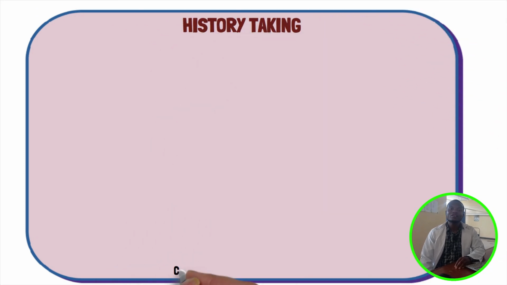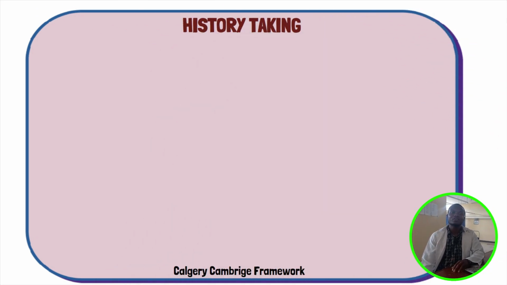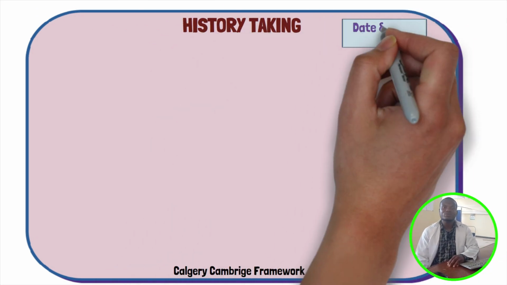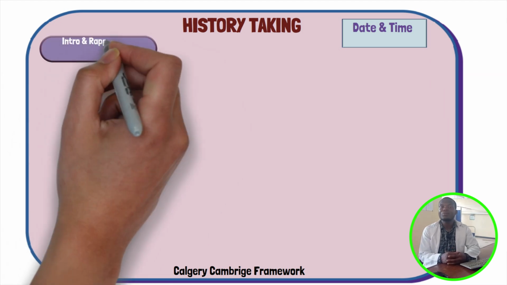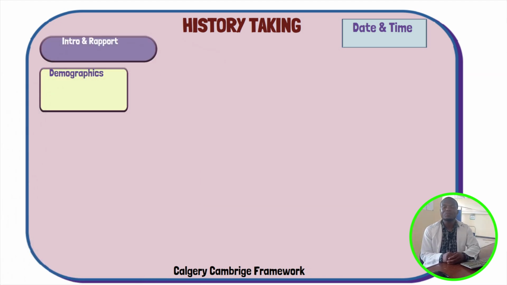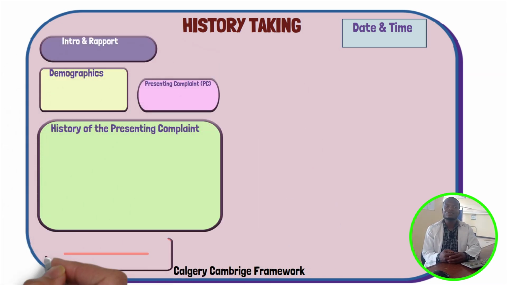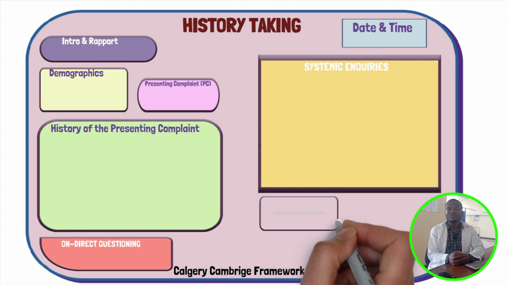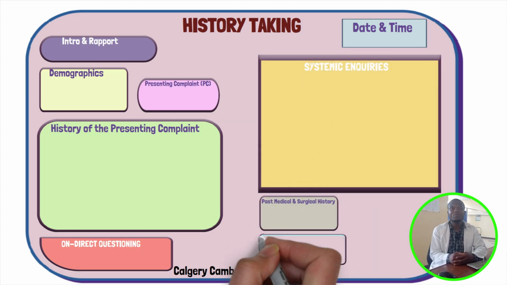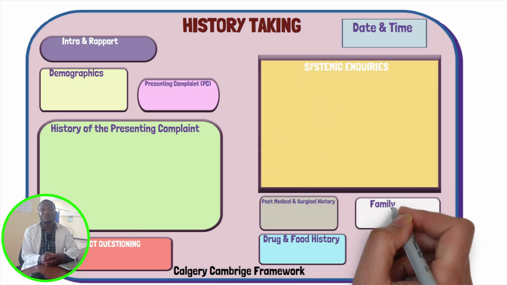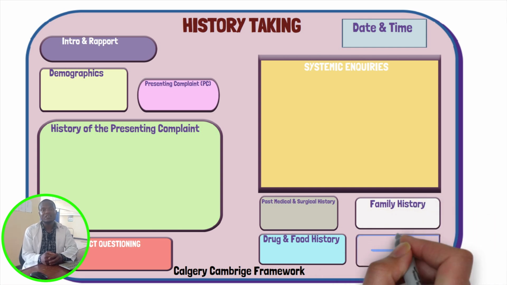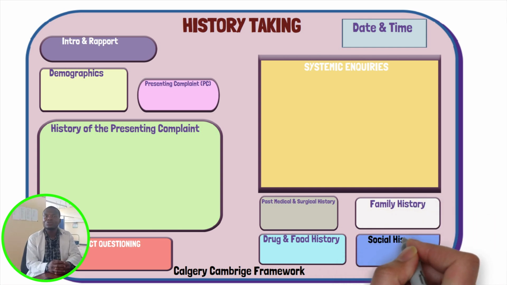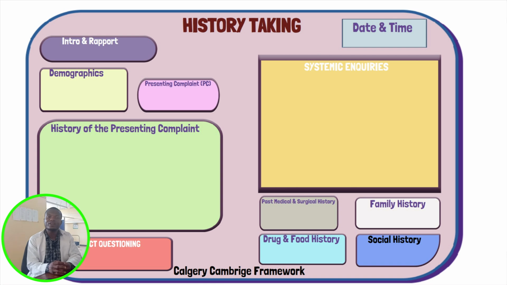We are going to use the Cambridge framework, and it involves the date and time of commencement of the history, introduction and rapport, the demographics of the patient, the presenting complaint, the history of the presenting complaint, the indirect questioning, the systemic enquiries, the past medical history, the food and drug history, the family history, and the social history. Before you take any history, you have to remember the context in which you find yourself, because taking history in the emergency room may be different from the history you take in the medical ward or the surgical ward.